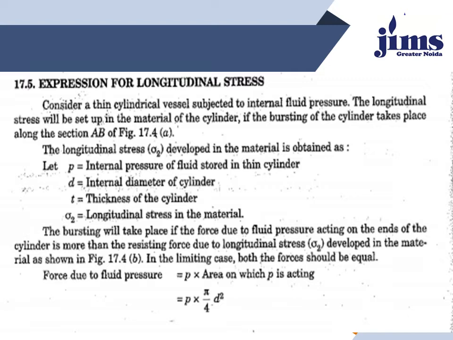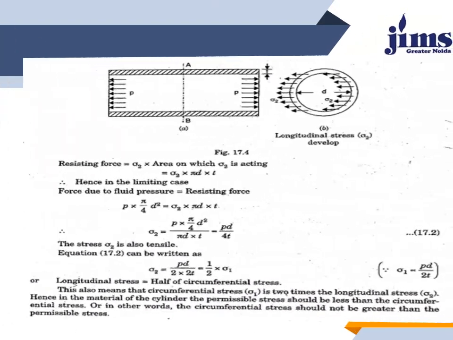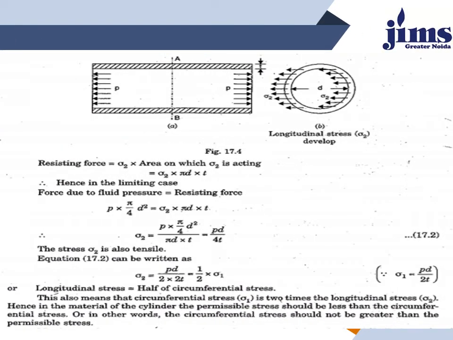The force due to pressure is P multiplied by the area on which P is acting. The resisting force is sigma 2 multiplied by the area on which sigma 2 is acting, that is, sigma 2 multiplied by pi D, the circular area, multiplied by thickness. Hence in the limiting case, the force due to pressure is equal to the resisting force: P multiplied by pi by 4 D square is equal to sigma 2 pi D t. So sigma 2 is equal to PD by 4t. This is the longitudinal stress, and the circumferential stress is equal to PD by 2t.